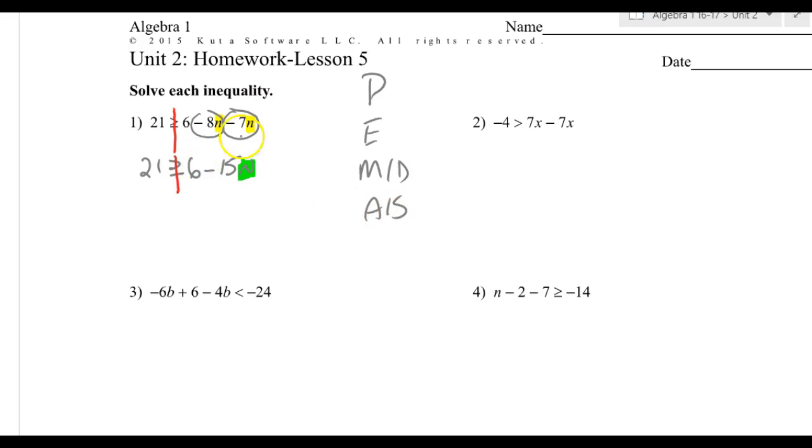And this 6 is currently there. So I need to get rid of this positive 6 by subtraction. When we subtract, this goes away. 21 minus 6 is 15, is greater than or equal to. This whole part, negative 15n, has to come down.